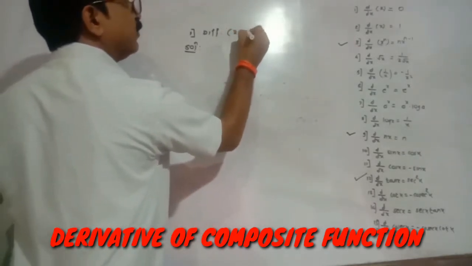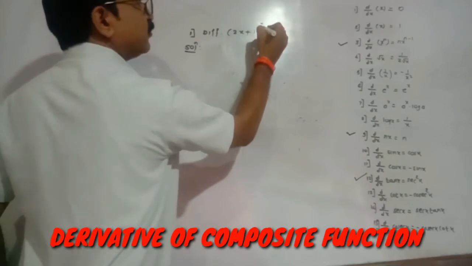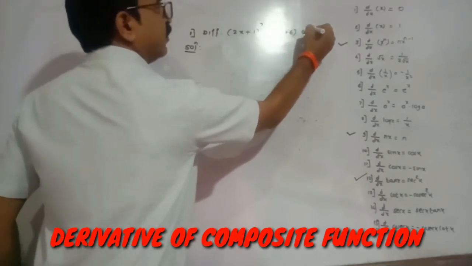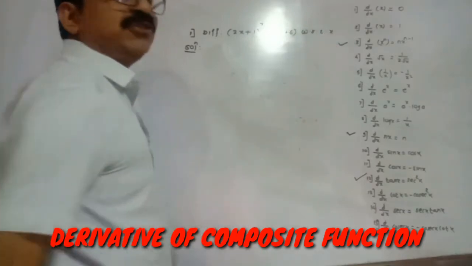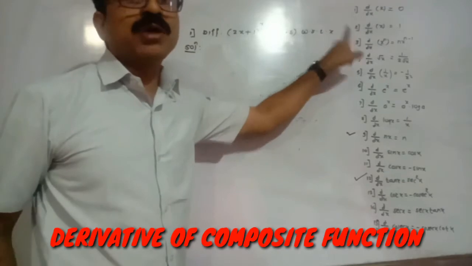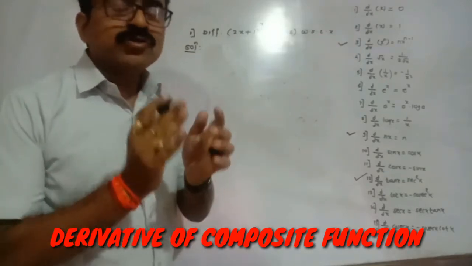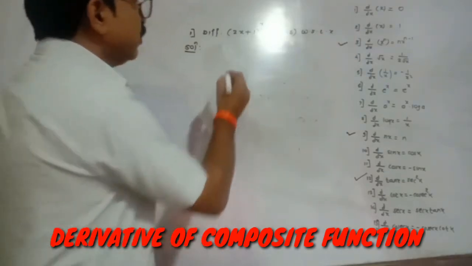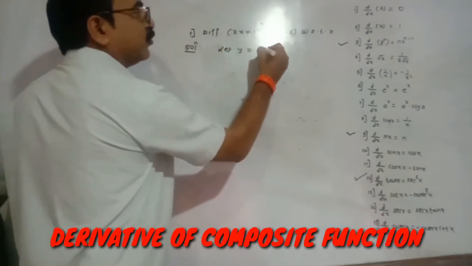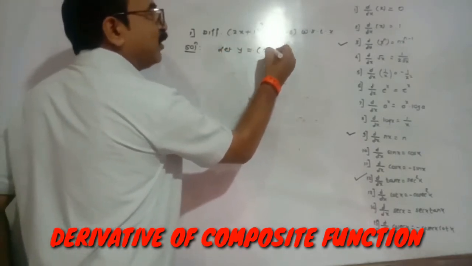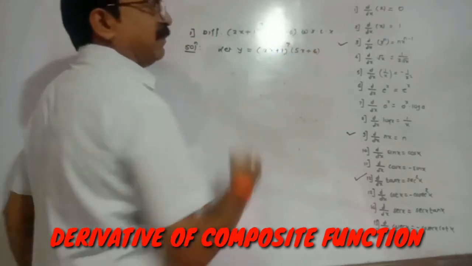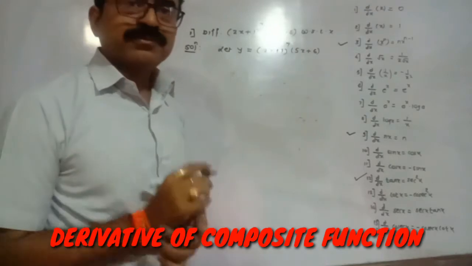Suppose you are given (2x + 1) raised to power 7 multiplied by (5x + 6), and your question is to differentiate this function with respect to x. Okay, so friend, what is your first rule? Your first rule is to represent the given function by y. So write down y is equal to (2x + 1) raised to power 7 multiplied by (5x + 6).